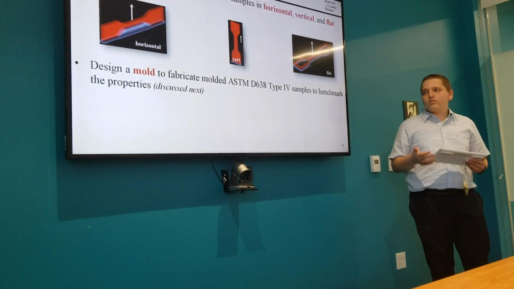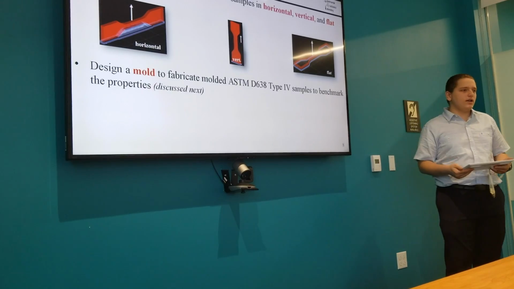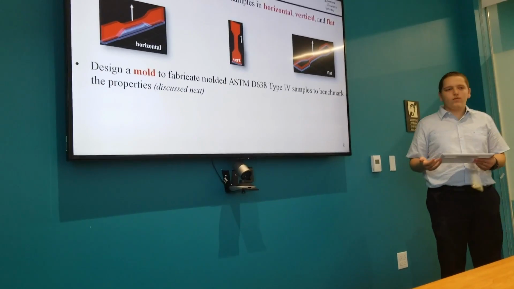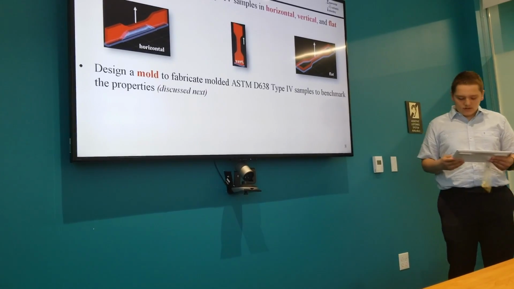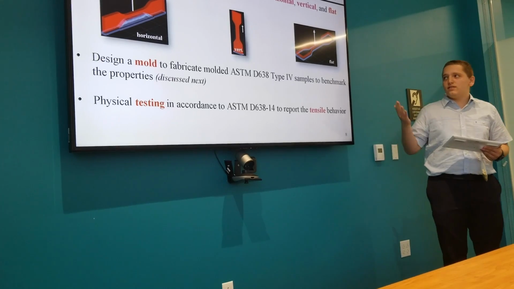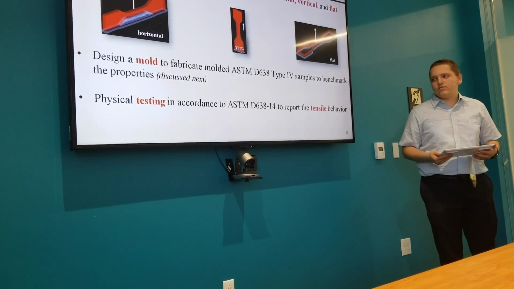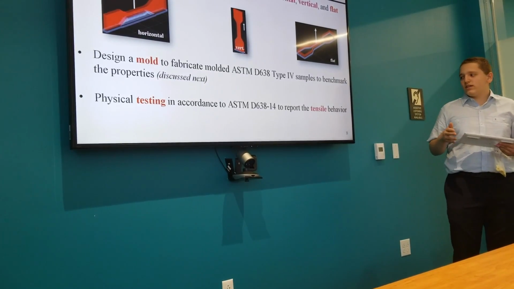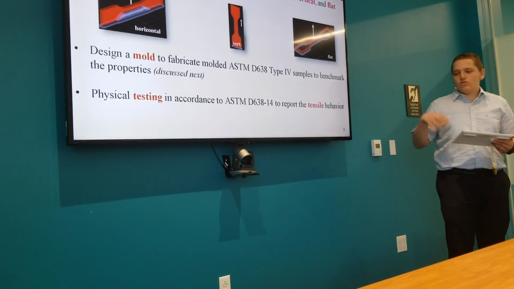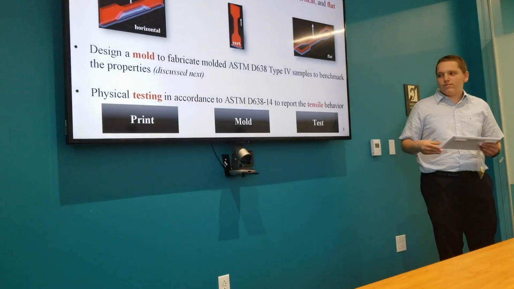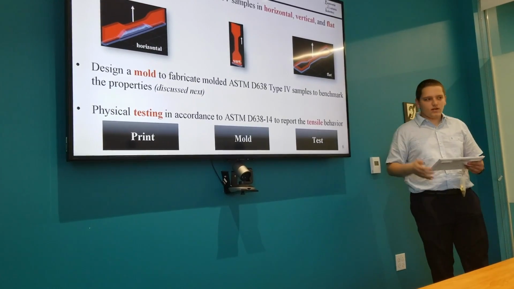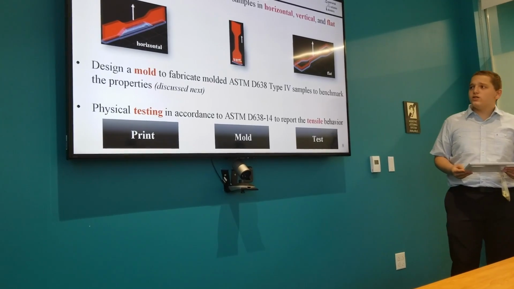Then the next step is to fabricate the ASTM D638 samples to benchmark the properties, which we'll discuss next, and physically test these samples in accordance with ASTM D638 to report the tensile behavior. We use a tensile testing machine for this. As a basic summary, the plan was to print samples, make samples with a mold, and then test the samples.